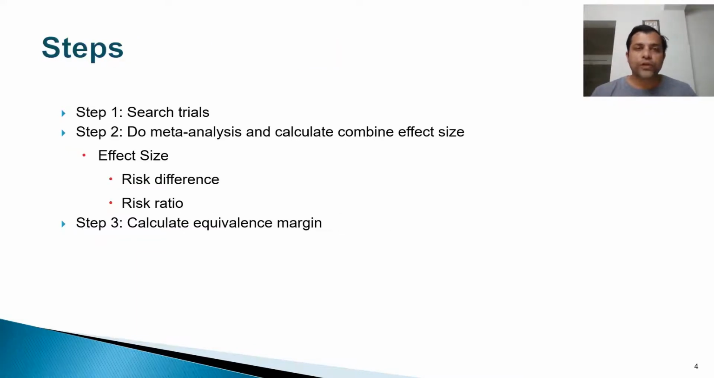So for margin calculation, I have listed down three steps. The first step is searching trials for studies. Second step is doing the meta-analysis of the studies and calculating the combined effect size. Now this effect size is actually the risk difference and the risk ratio. We will see more in detail in the subsequent slides. Then step 3 is to calculate the equivalence margin.